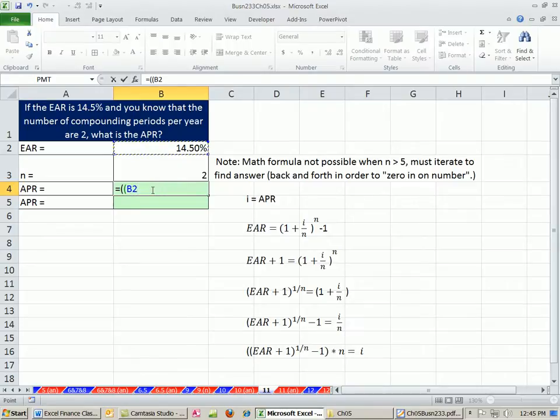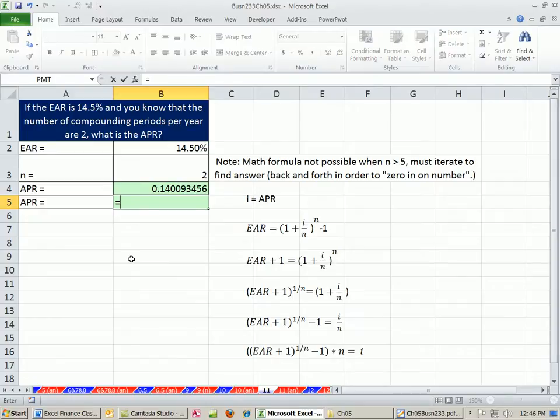All right, so we're going to take our EAR, add 1, close parentheses, and then caret, open parentheses, 1 divided by n. And then from that, we have to subtract 1 and do a close parentheses. Now let's make sure I did that right. Not quite. That gives us the period rate. And so to calculate the APR from the period rate, we have to multiply it times our number of periods. Remember, the definition of APR is period rate times n.